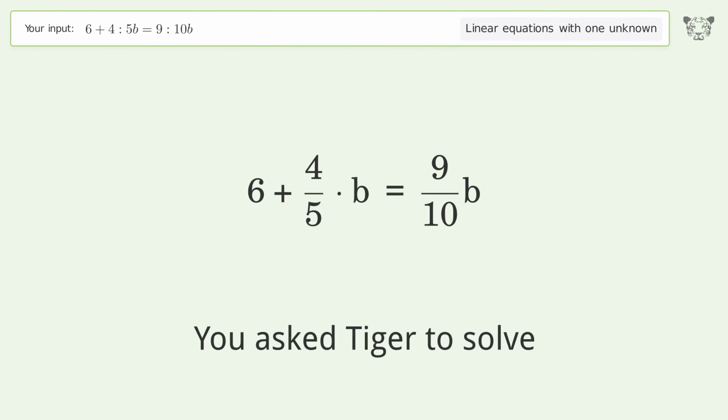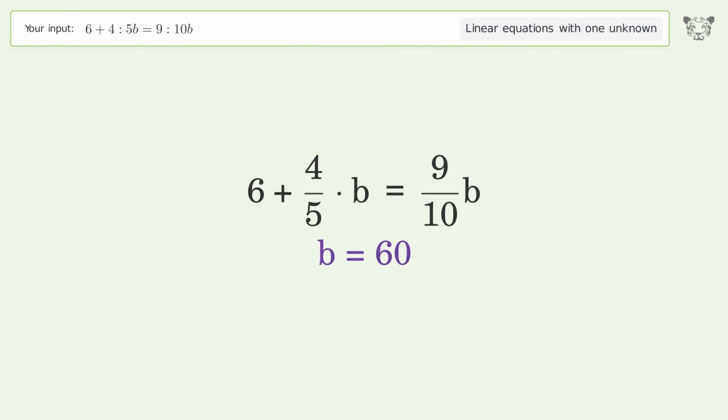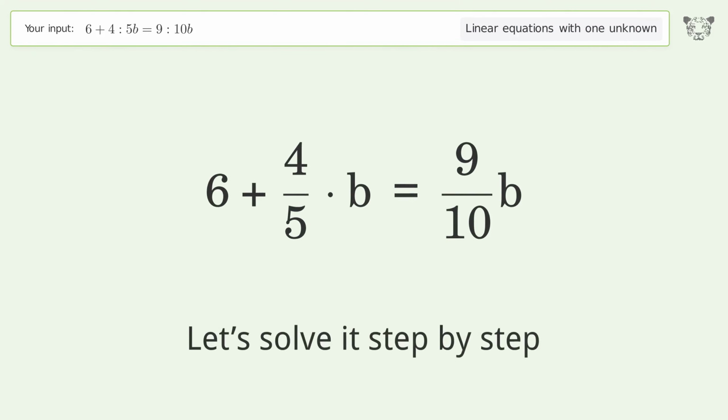You ask Tiger to solve this. This deals with linear equations with one unknown. The final result is b equals 60. Let's solve it step by step.